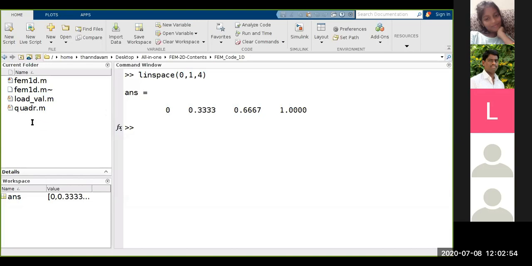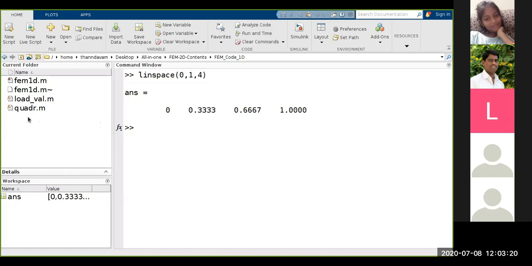Then I am making A of 1 comma 1 as 1 and A of m comma m as 1. So in the first row, the first location is 1, and in the last row, the last entry is 1. Then f of 1 is 0 and f of m is 0 because the boundary condition is 0. The first row corresponds to u1 equal to 0, and the last row corresponds to um equal to 0. I am accordingly modifying the entries of the matrix.